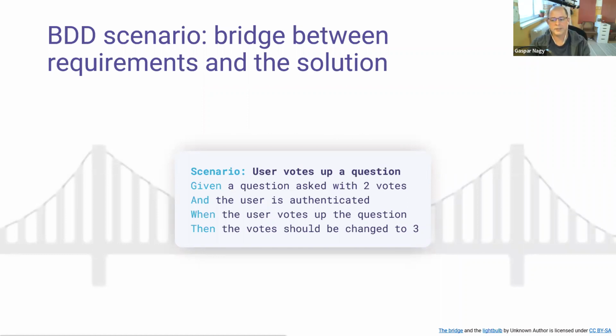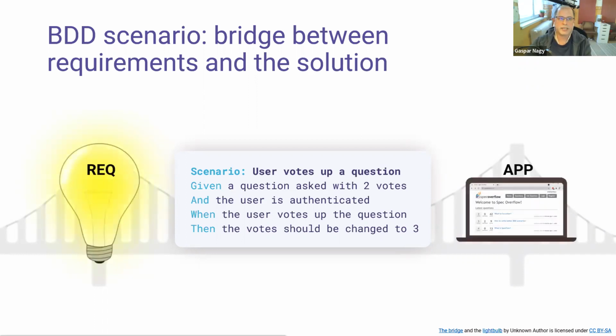It's not my idea. Actually, Gojko Adzic had a book, Bridging the Communication Gap, and this is where I was stealing this concept. Imagine that a BDD scenario is a bridge, which is connecting the requirements and the solutions. So imagine that on one side we have the requirements, on the other side we have the solution, the application that we are developing, and we would like to make a bridge between them using the scenarios.